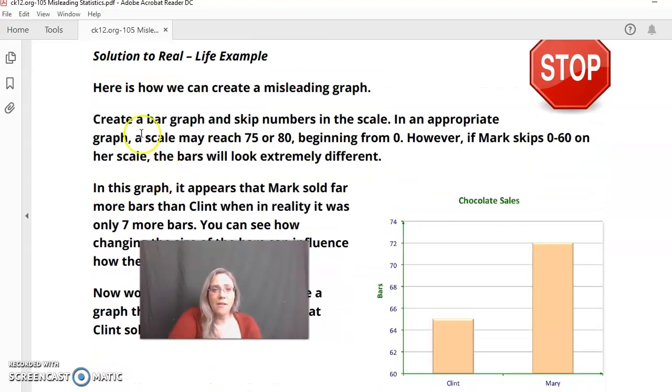In an appropriate graph, a scale may reach 75 or 80 beginning from 0. However, if Mark skips 0 through 60 on his scale, the bars look really different. So here's one way he did it, right? He actually did this, but he didn't do the little zigzag, which is legit and a little shady at the same time. So in this, it looks like Mark sold a lot more than Clint, but 7 bars is not that much of a difference in something like this. He's really manipulated this data.